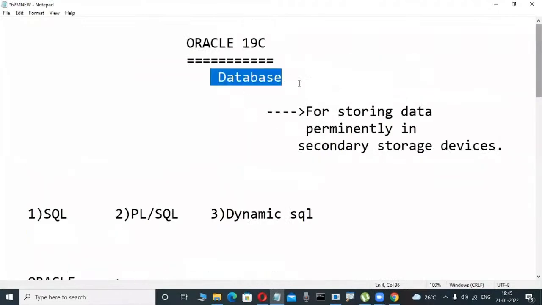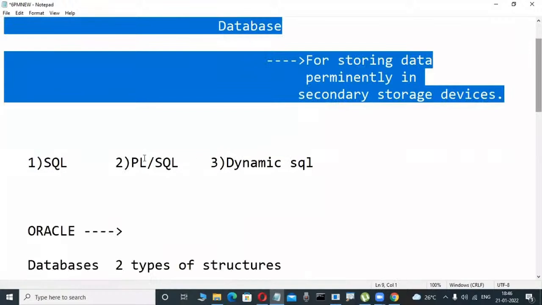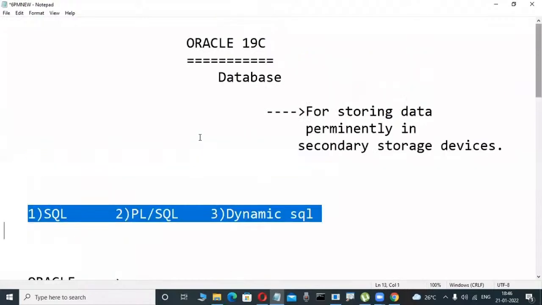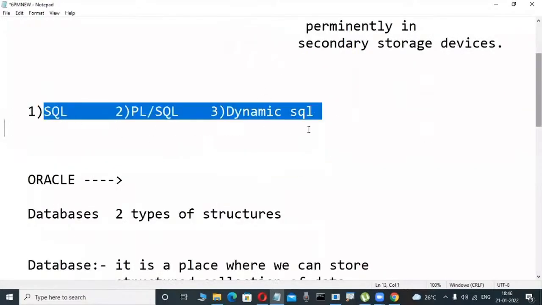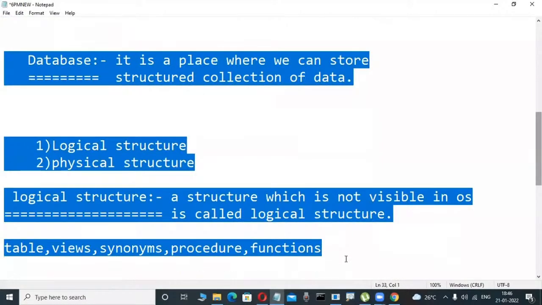What is the purpose of databases? Not only storing data permanently, but also retrieving and fetching data efficiently from some place. If you want to operate this Oracle software, we use SQL, PL/SQL, and dynamic SQL languages. Anywhere you learn an Oracle course, they tell only these three things. That is a very small thing I'm telling.